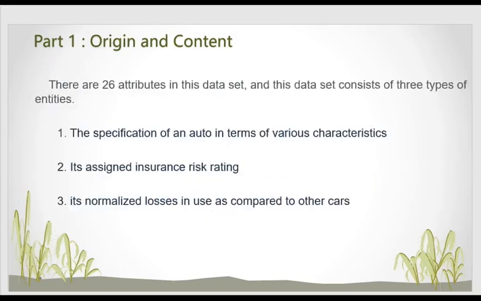There are 26 attributes, and this dataset consists of three types of entities. The first one is the specification of an auto in terms of various characteristics. To be clear, the specification of an automobile can include a wide range of characteristics that describe its physical, technical, and performance attributes. Here are some examples.